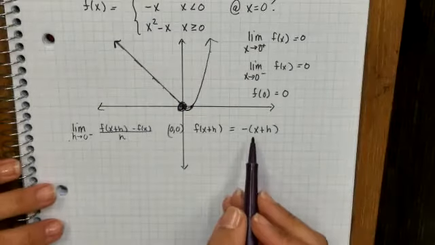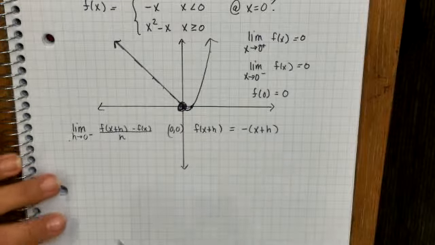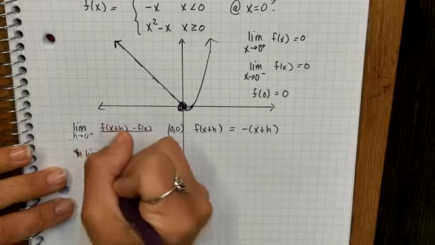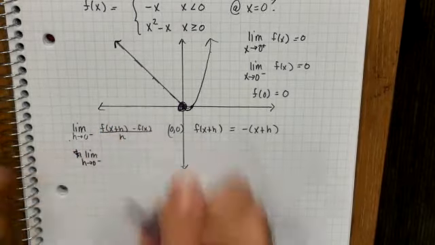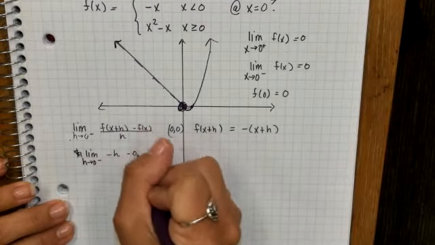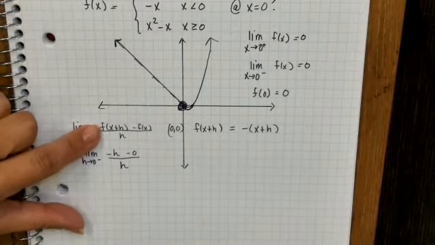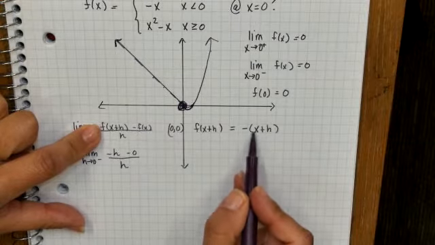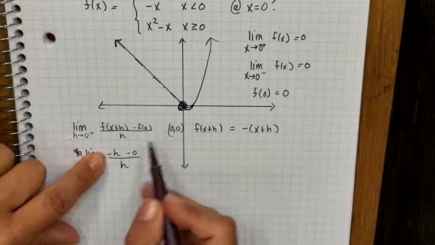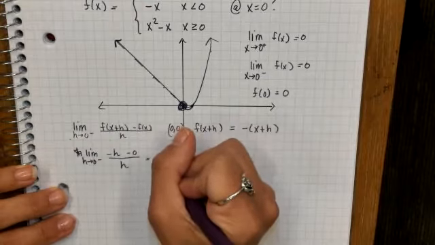Okay, but if x is 0, we just have negative h. So this is going to be the limit as h approaches 0 from the left of negative h minus 0, all over h. Again, how did I get that? The f of x plus h, if x is 0, that's negative h. The f of x, we already know, is 0, and then h is h. So this is going to be, how about negative 1?